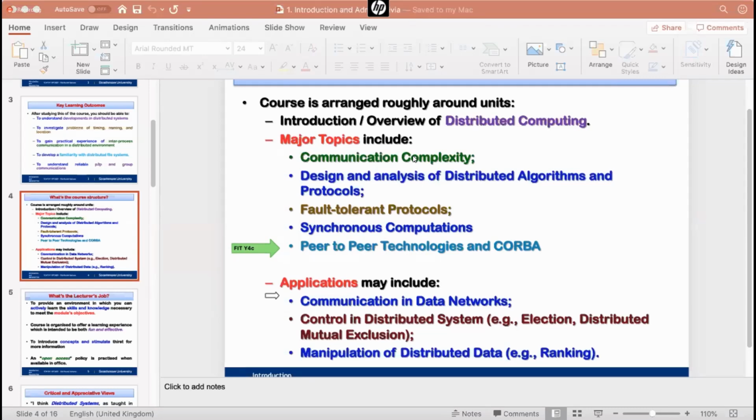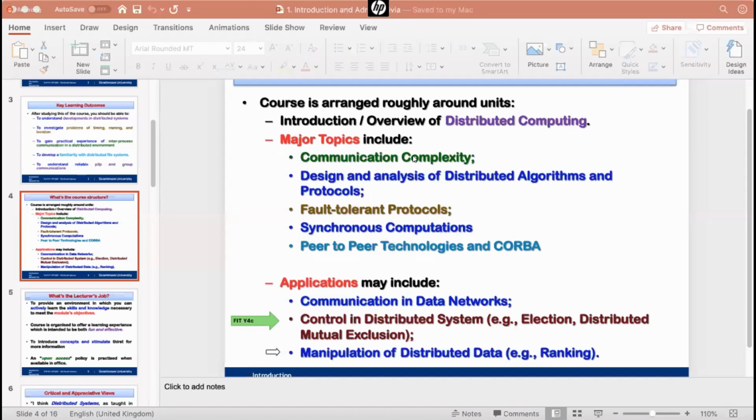Now, we'll go further and look at the applications in data communications and applications in distributed systems. How do we have elections? We need someone to control any interaction among peers, so how do we have an election? Then we'll have what we refer to as distributed mutual exclusion. How do we ensure that only one person is accessing a resource? That's called mutual exclusion.